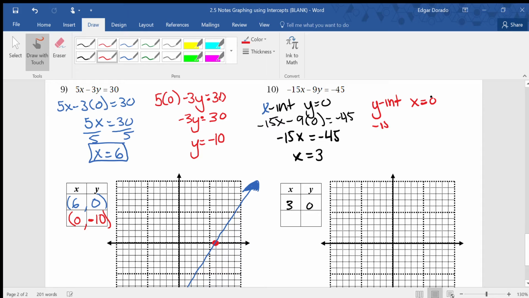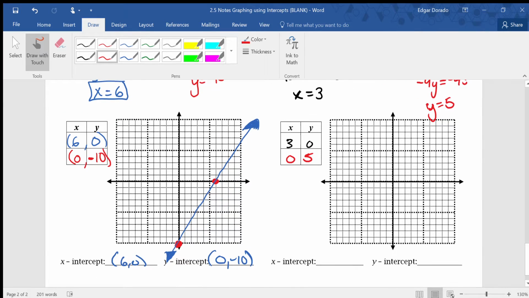Last one over here, I want my y-intercept now, so I do x equals 0. So let's do negative 15 times 0 minus 9y equals negative 45. Once again, negative 15 times 0 goes away. I just get negative 9y equals negative 45. If I divide both sides by negative 9, then all I get is a positive 5. So once again, write down my y-intercept and go and graph my 2 points. So (3, 0) is right there, and (0, 5) is right up there.